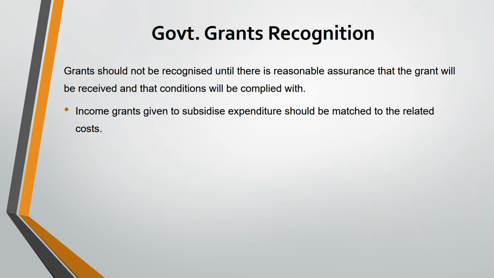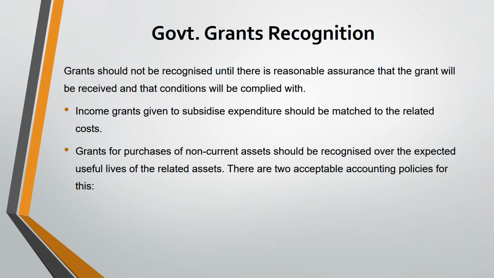But most of the time in your exam, the second type of grant is given, which is known as capital grant. This grant is given for the purchase of a non-current asset. How do you recognize this? This should be recognized over the expected useful life of the related asset. That means, let's say the useful life of the asset is 5 years. So if you are receiving the grant, you have to recognize the grant over 5 years, dividing the value of the grant by 5.